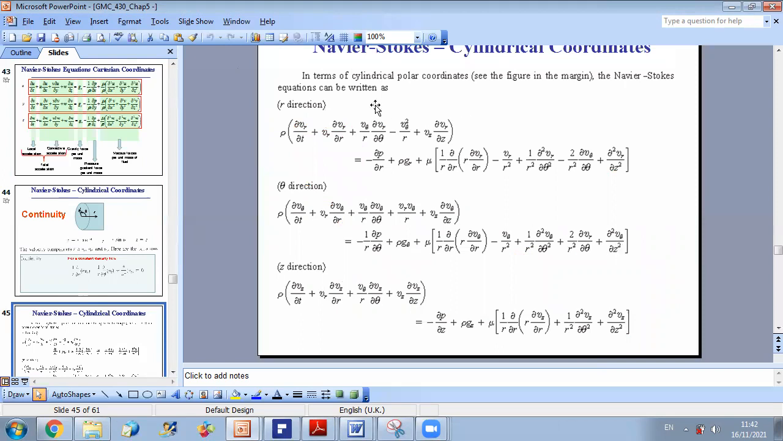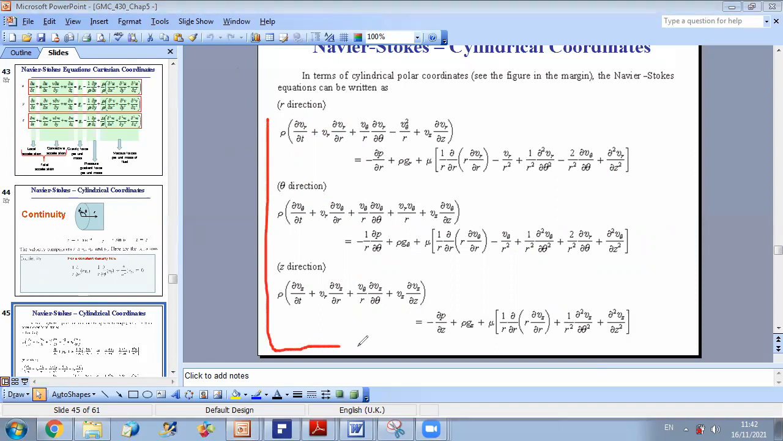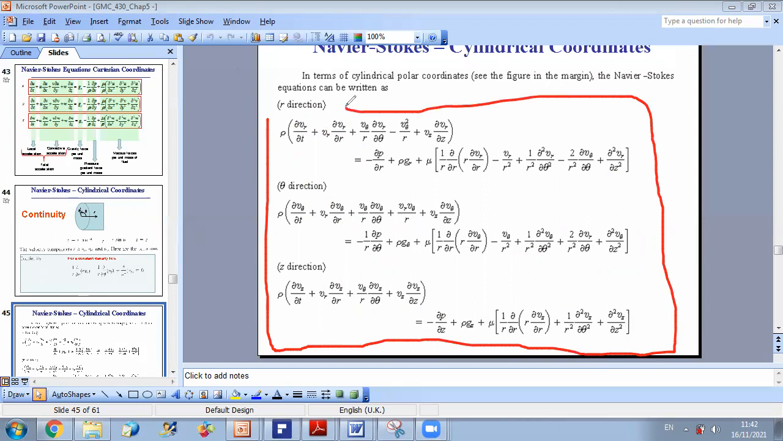Of course, you don't have to remember any of these. They will always be provided to you in formula sheets. All you have to do is to know how to apply them. So for example, if they tell you that you have a velocity field characterized by V_r that is only a function of z, and you don't have other components.